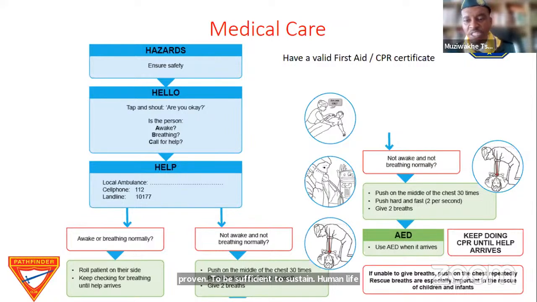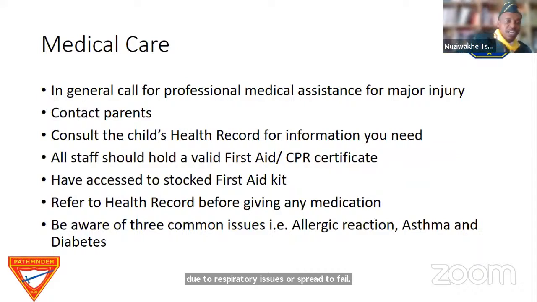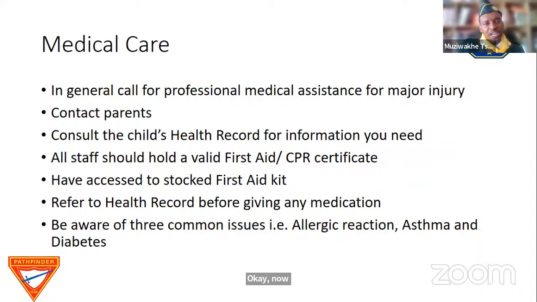Okay? And then you can see the last point. It says, if unable to give breaths, push on the chest repeatedly. Rescue breaths are especially important in the rescue of children and infants. I think I've already highlighted that in adults and bigger children, the main cause of collapse is mainly cardiac, or at least the heart is involved, but in children it can also be due to respiratory issues or respiratory failure.